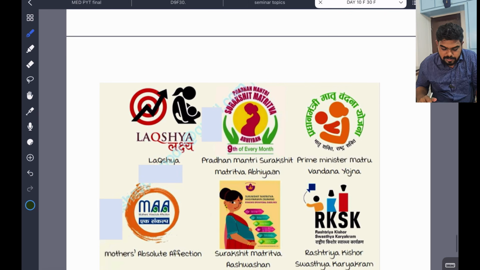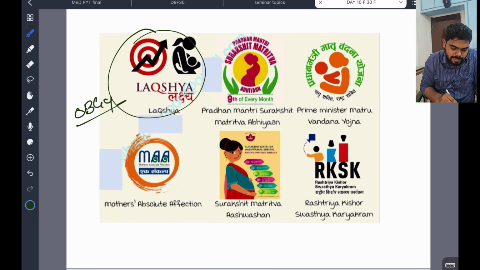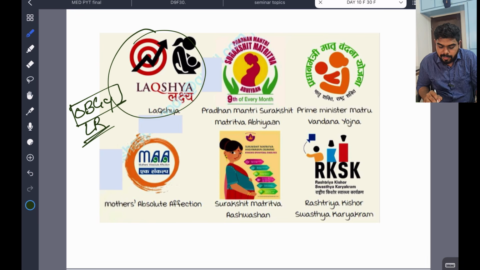Clear. Now we can see something called Lakshya. Lakshya you have seen in OBGY posting, in the labor room sheets. And you can see Pradhan Mantri Surakshit Matritva Abhiyan. So the 9th of every month, this is very important, related to antenatal visits and all. Prime Minister Matru Vandana Yojana, mother and baby. You can see mother and baby, and that is Matru Vandana Yojana.